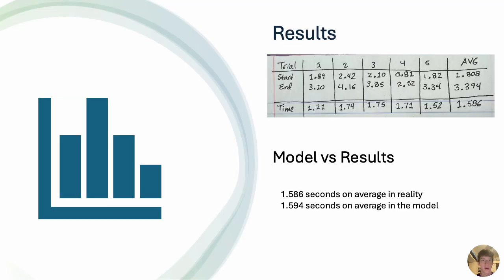The actual results: the average time was 1.586. The computational result was calculated to be 1.594, so it was really close, which is interesting. We took all the start times, added them together and averaged them, and all the end times, added them together and averaged them, found the average time based on that, and then also did it the other way to double check.